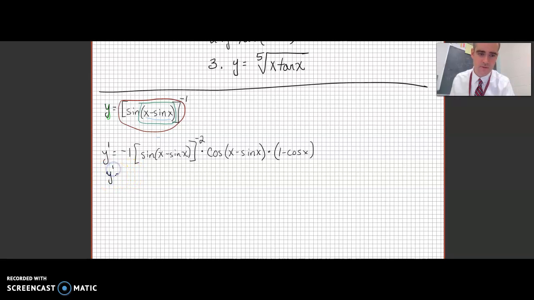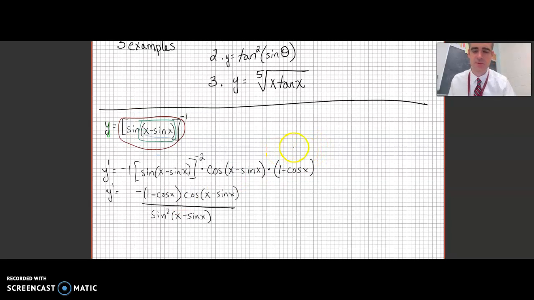So what's my derivative? If I rewrite this, it's ugly, but I can rewrite it a little bit more simply. I'm going to write that 1 minus the cosine x out front. I'm going to keep a negative sign out front from that negative 1. I'm going to have the cosine of x minus sine x. And in my denominator, I'm going to have that sine squared of x minus sine x. All right, so there's your first one. That's your first example. Okay? Let's move on to the second.